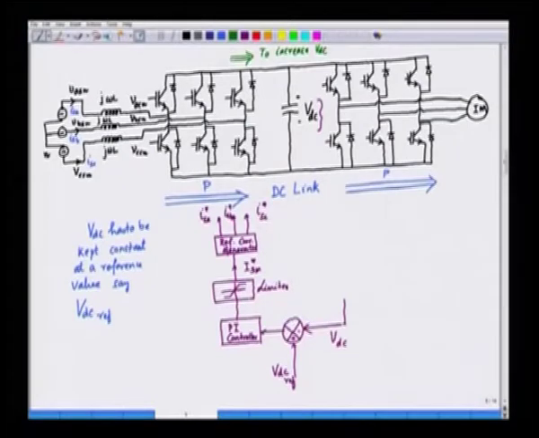And if the voltage goes to a very high value and we need to decrease VDC, the power flow has to be reversed. The power flow should be from the DC link back to the AC side. So, we have a reverse power flow. We can say that P has to be reversed like this to decrease VDC.